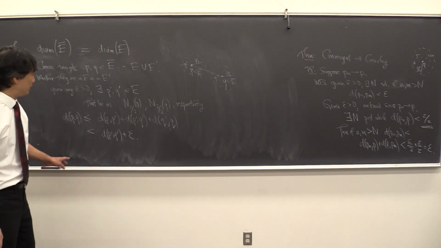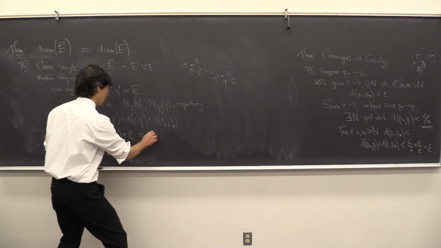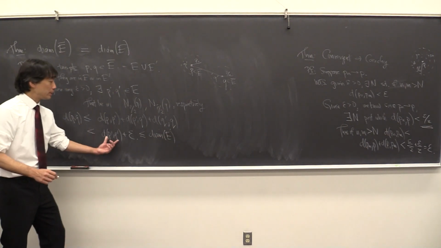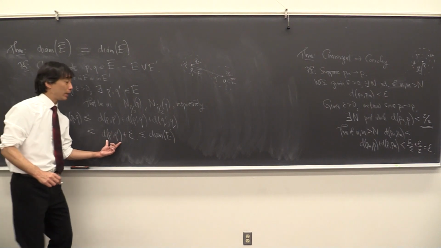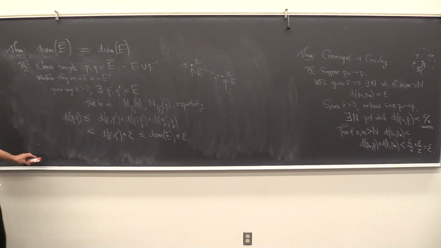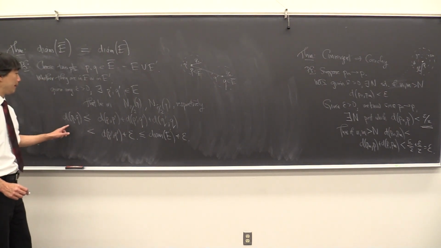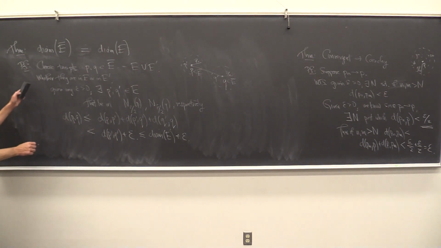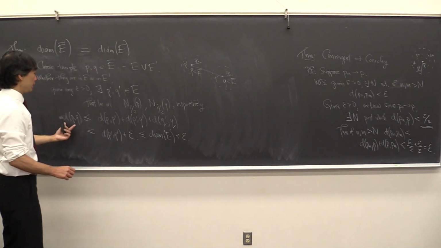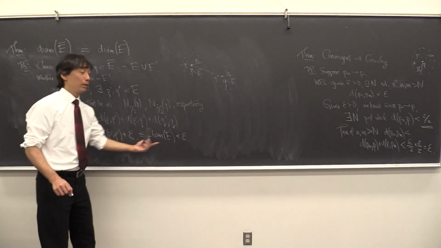Okay, and that is controlled by the diameter of E plus epsilon, right? Because the diameter of E is the supremum of the distances between points in E. So what does that tell you? That tells you that whenever you take two points in E bar, the distance between them is controlled by the diameter of E plus epsilon.